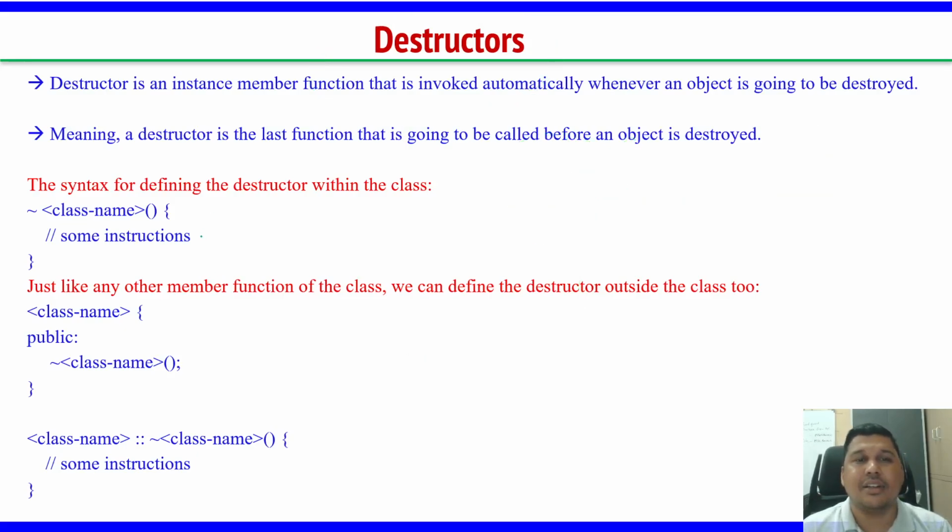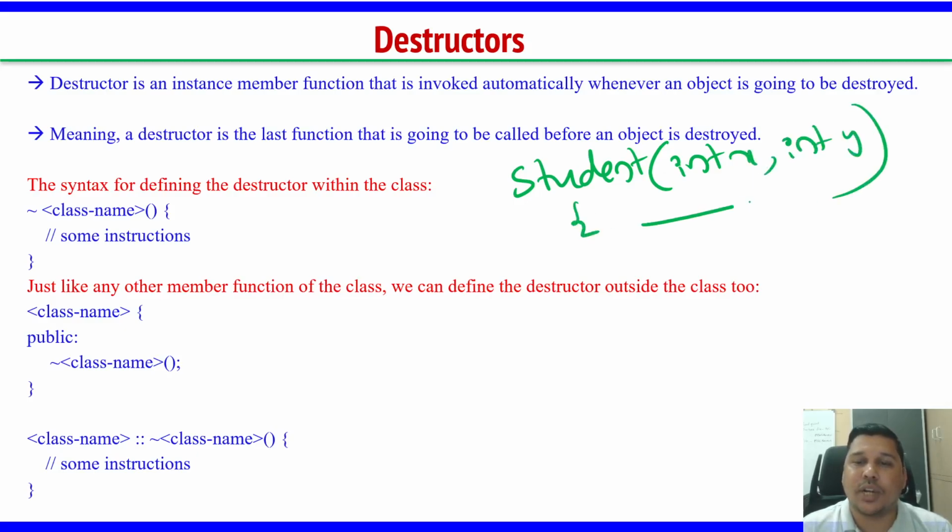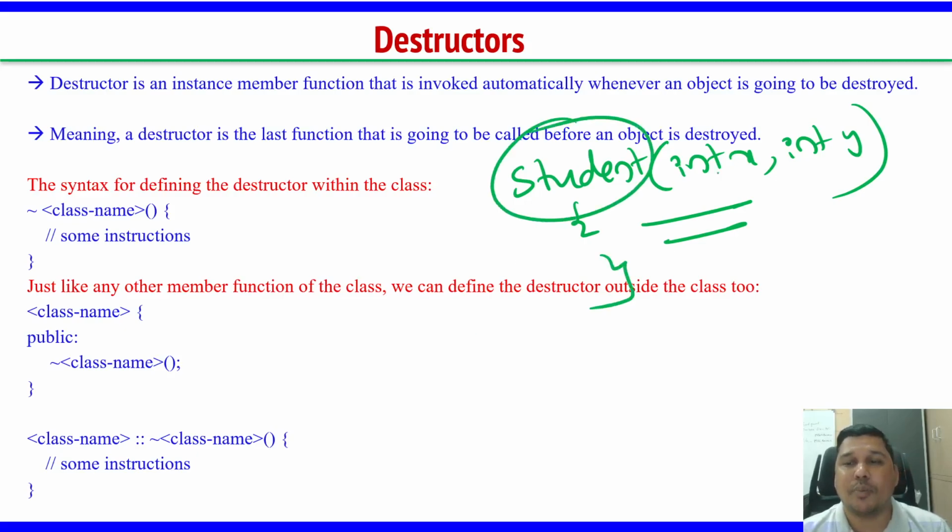Again, the syntax. For a constructor you write the class name, student, and you write the variables like int x, int y, and some set of statements like this. This is the class name and you are passing the variables.